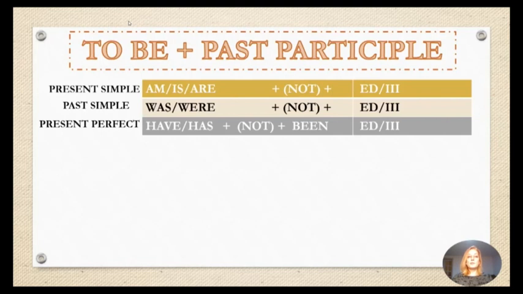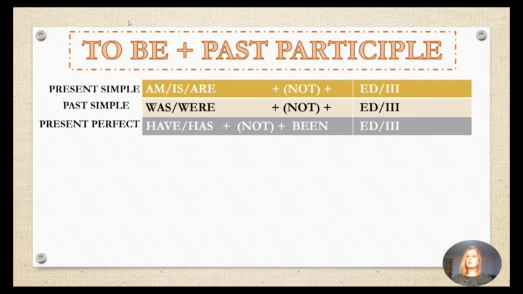The verb to be in present simple is am, is, or are. The verb to be in past simple is was or were. And in present perfect, it is have or has been. If we want to make a negative sentence, we add not to verb to be. Just be careful: in present perfect, we add not after have or has. So we say haven't or hasn't been.